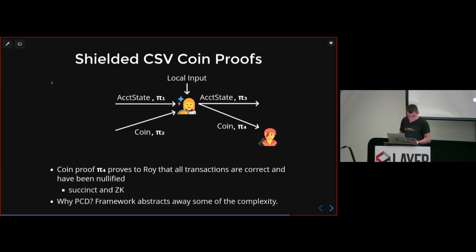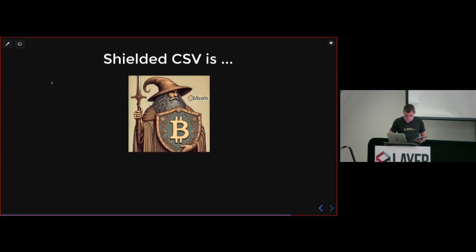And why PCD? Well, it has turned out to be really helpful in abstracting away the complexity related to the coin proofs, and this allowed us to extend the shielded CSV protocol relatively easily. For example, in the actual protocol, a transaction corresponds to multiple nodes in the graph, not just a single one, and that is to allow trustless fee payment to the publisher. So, we're coming to an end.